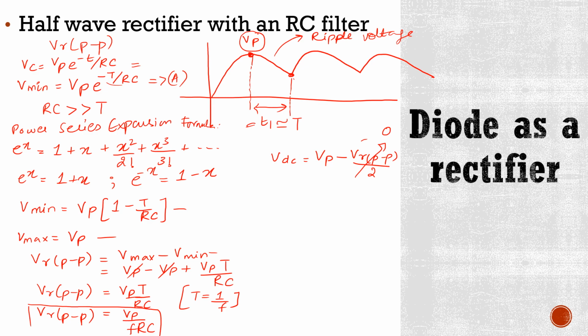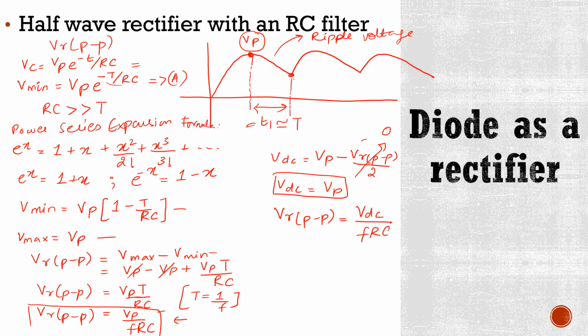Now this VDC is equal to Vp. So under this assumption, this equation can be written as VR peak to peak is equal to VDC divided by FRC. I just substituted this value of Vp here in this equation.